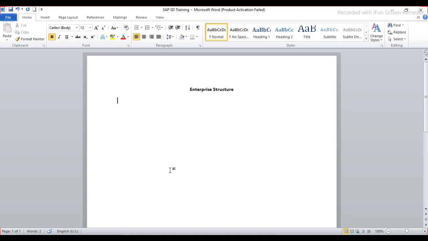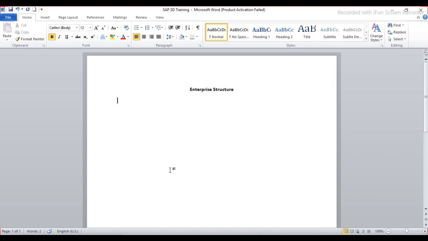Why do we need to set up the enterprise structure? The first question that comes up is why we need to study this enterprise structure and set it up in the system. Because without enterprise structure, we cannot create any master data and we cannot create any transaction data. Master data means, for example, if you want to maintain customer master data or material master data, it requires org units. We need the sales organization, distribution channel and division, all of which are required. Then only can you create the master data.